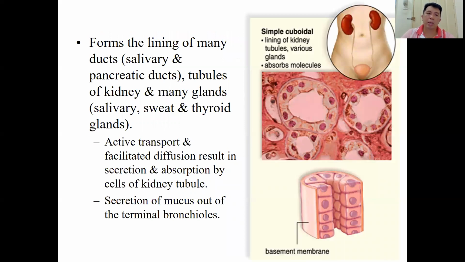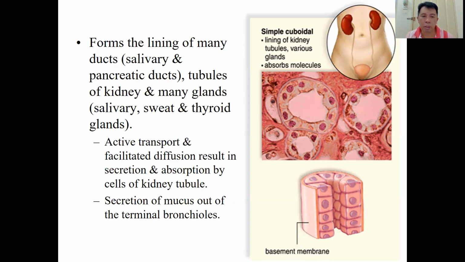So, they form the lining of many ducts: the salivary and pancreatic ducts, tubules of the kidney, and many glands. Active transport and facilitated diffusion result in secretion and absorption by the cells of the kidney tubules. So they have what we call a cuboidal shape. This allows them to have many mitochondria for active transport, and also other organelles.